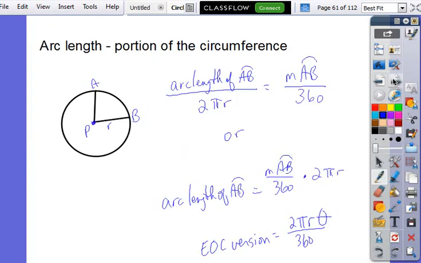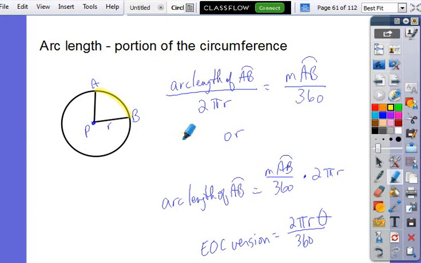All right, circumference is all the way around the circle. All right, the distance all the way around. Arc length is one part of the circle. So if I'm talking about arc length, I'm talking about how far is it from A to B, distance-wise, not degree-wise. Everything we've done before has been degrees. This is going to be distance-wise.